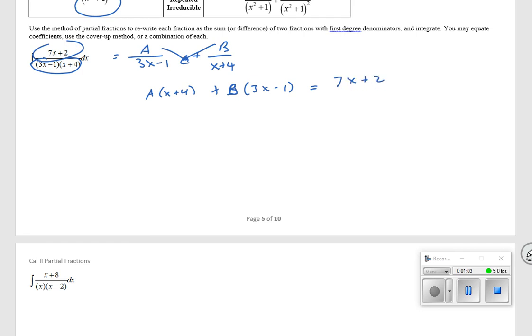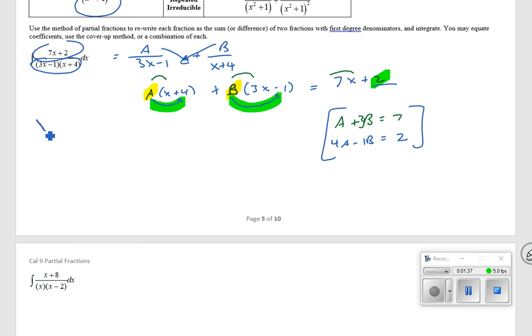And equating coefficients, I have 1a plus 3b equals 7. And for my constants, I have 4a minus 1b equals 2.